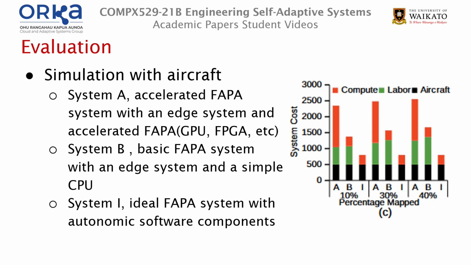System A and System B both have significant increases in costs as the amount of area being mapped increases. This is a result of increasing labor costs required to control the drones or aircraft. Computational costs remain constant for each system, although System A has the largest cost. This is due to the addition of the accelerated FAPA, most considerably due to the GPU unit.